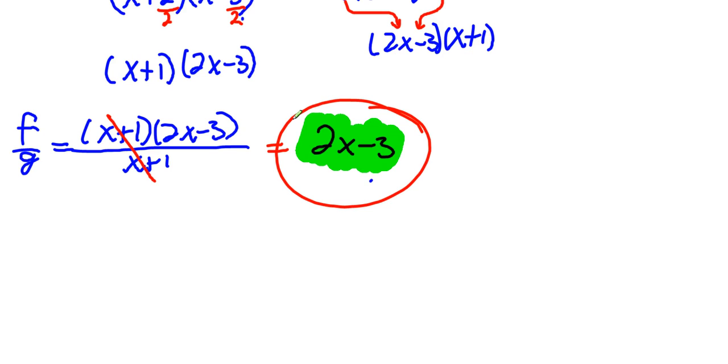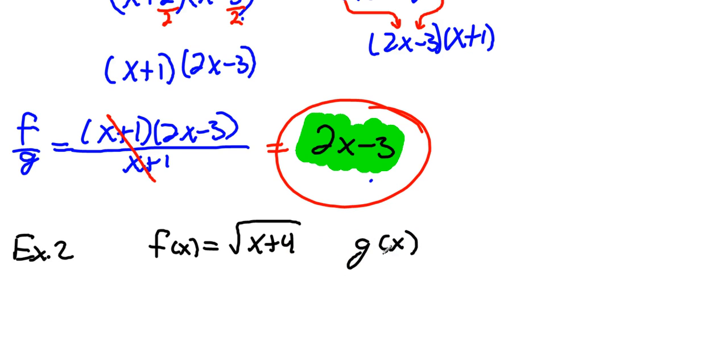All right, let's do one more of those, or we'll go through and do the addition and subtraction on these. And for this one, let's do some radicals. Okay, so let's say that f of x is square root of x plus 4 and g of x is square root of x minus 1.